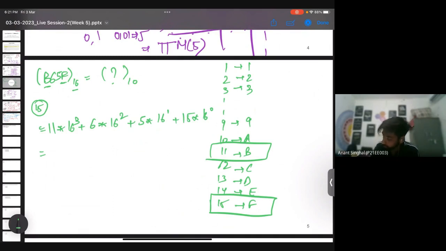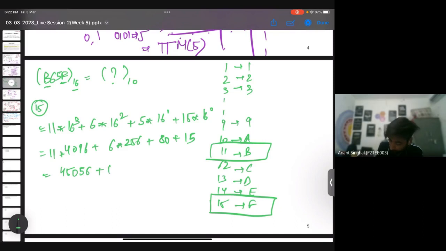16 cube is nothing but, I don't remember, I guess 4096 into 11, plus 16 square is 256 into 6, and then 16 into 5 is nothing but 80, and this is 15. So if I multiply 4096 by 11, it will be 45056, plus if I multiply this 256 with 6, it will be 1536. Then this is 95.